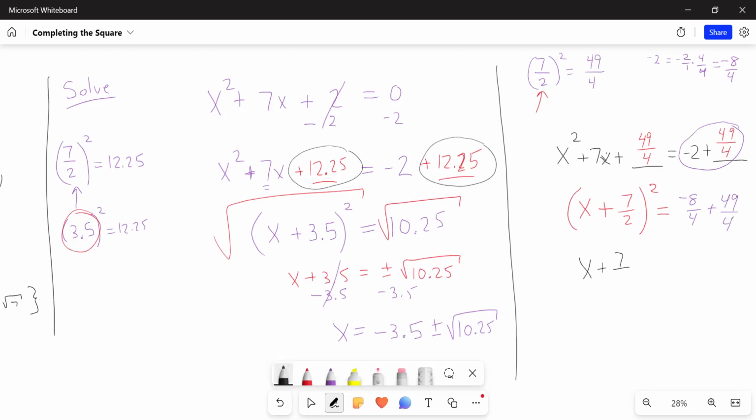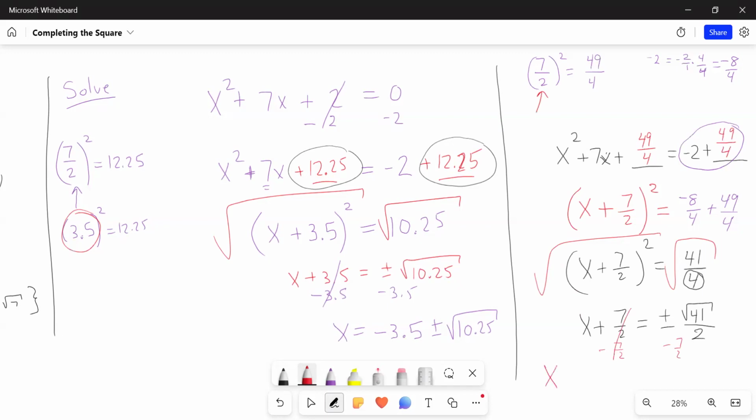So let's do one additional step before our square root. We're going to simplify the right-hand side. -8 plus 49 is 41/4. Now we use the square root, and we get x plus 7/2 equals plus or minus. I can't really do the square root of 41 as a whole number, so I'll leave that as square root of 41, but I can evaluate the square root of 4. That's just 2. And my last step is to subtract 7/2 from both sides. And I get x equals -7/2 plus or minus the square root of 41 over 2.